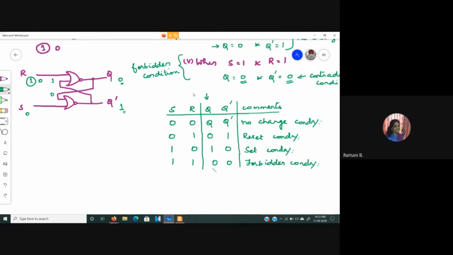Okay. In some cases, you will be coming across don't cares instead of 0, 0, because we try to say this is indeterminate state. As this is a forbidden condition, we give that with X marks. Okay? So this is the table for SR latch constructed using NOR gates.